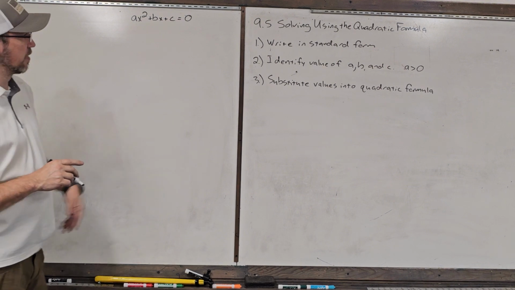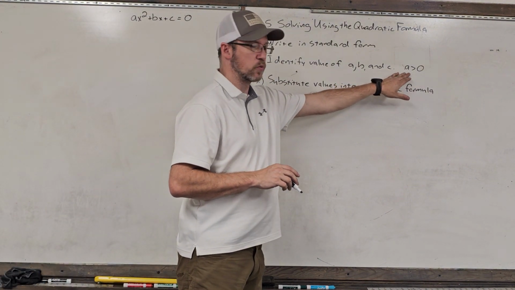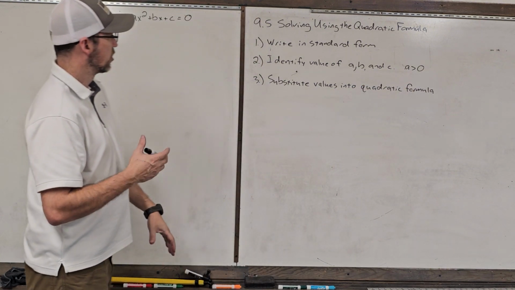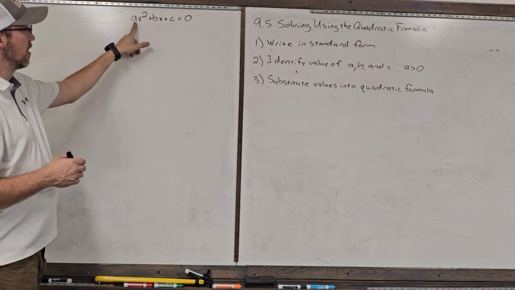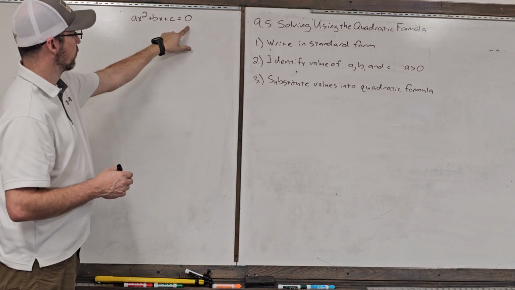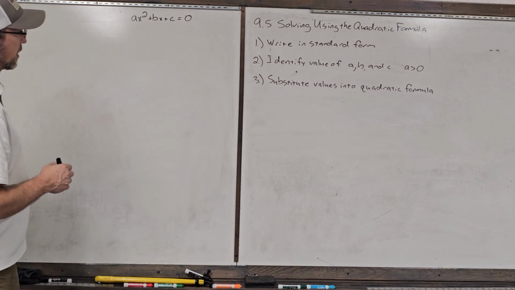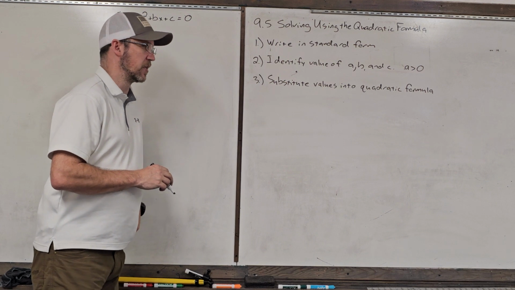Second step is to identify the value of a, b, and c. A always needs to be positive. That's what a greater than 0 means. This means that this number needs to be positive. If it happened to be negative, I could just multiply both sides by -1. That would still be 0, but it would change all the signs on this side and make it positive. And then we're going to substitute those values into the quadratic formula.